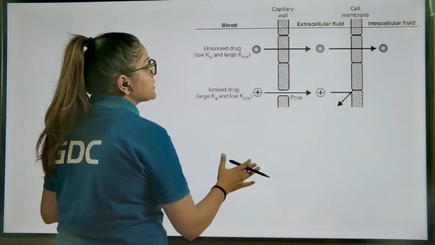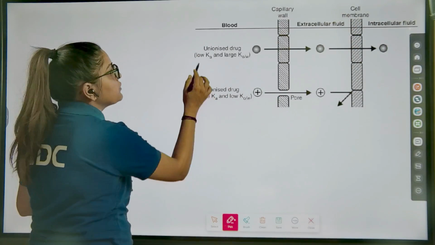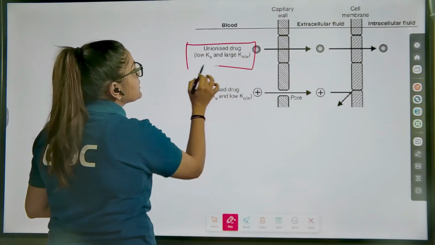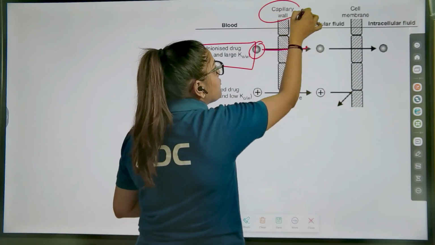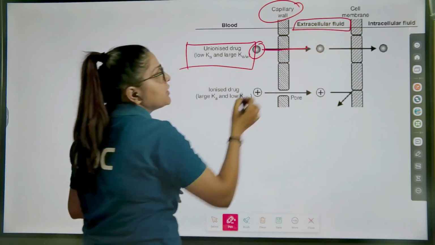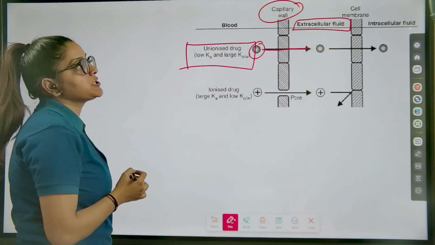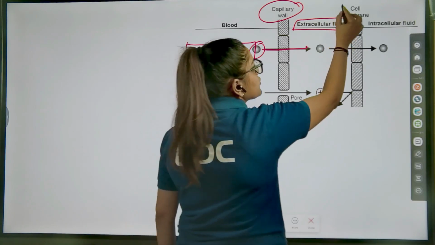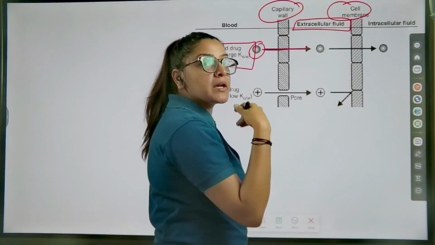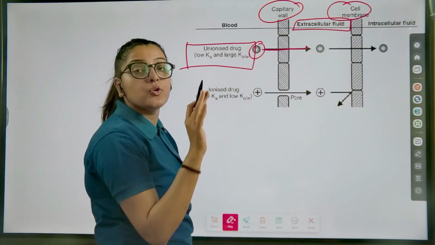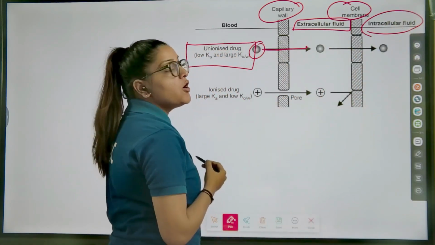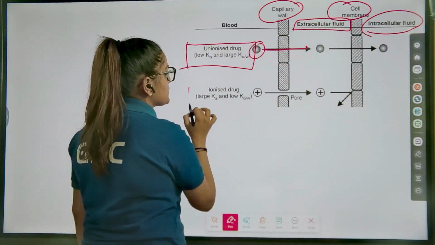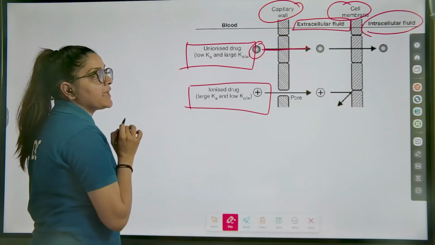For example, in this case you can see a drug molecule which is unionized. This drug molecule will be able to cross this capillary wall and enter the extracellular fluid, or we call it the interstitium. After that it is going to cross the cell membrane. Because of the like-dissolves-like concept, it will have no issue in crossing the membrane and enters the intracellular fluid.